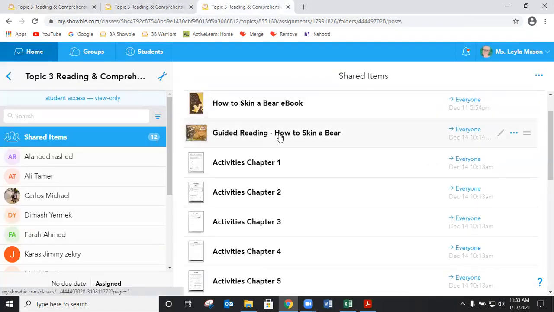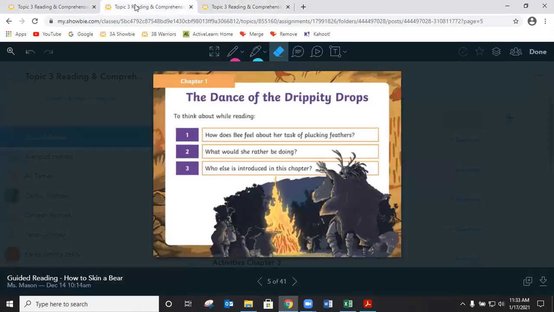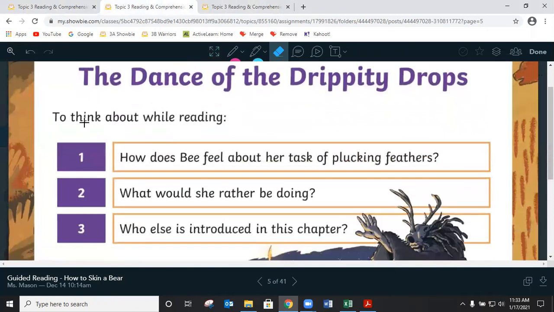So we're going to open the guided reading, How to Skin a Bear, and then open to page number 5. Before you read, let's have a look at these. Number 1, how does Bee feel about her task of plucking feathers? 2, what would she rather be doing? And 3, who else is introduced in this chapter? So what other characters are we told about in this chapter? This is what I want you to think about, and then I want you to read.